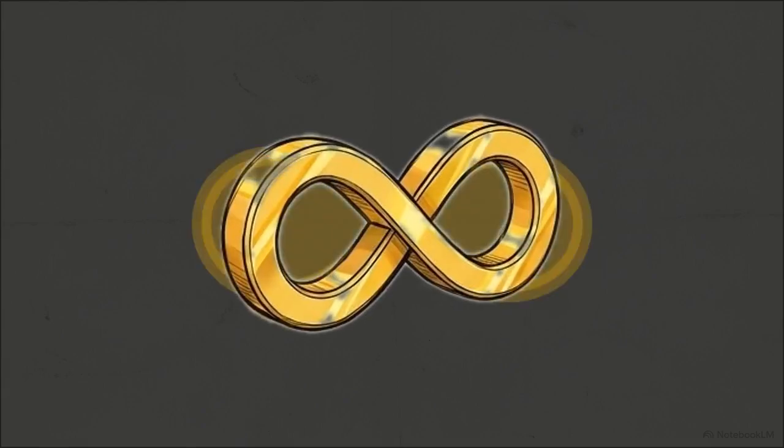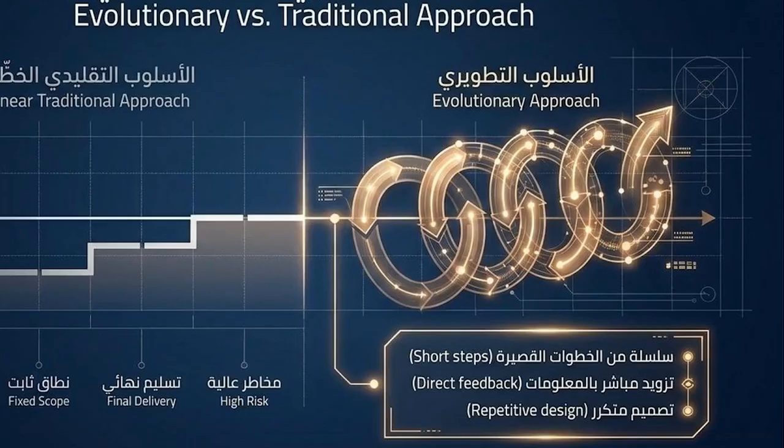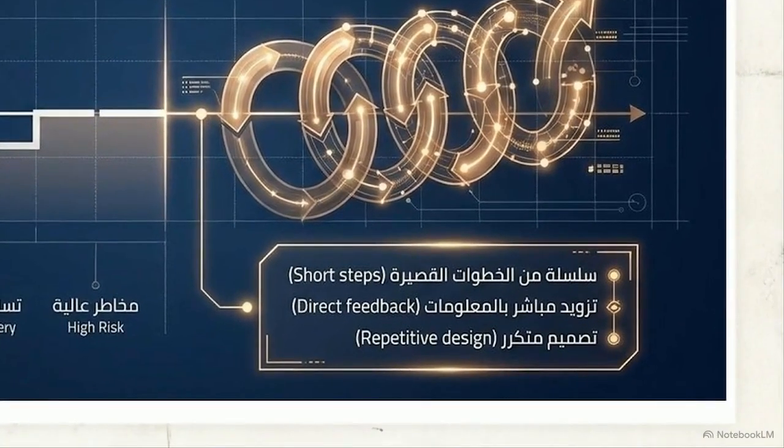A successful decision support system requires a completely different geometry. Looking right, we see the evolutionary approach. Instead of a dead-end staircase, it's a continuous, adaptive loop. This model operates on three explicit tenets: taking short development steps, gathering direct user feedback immediately, and using repetitive design cycles to constantly refine the tool.